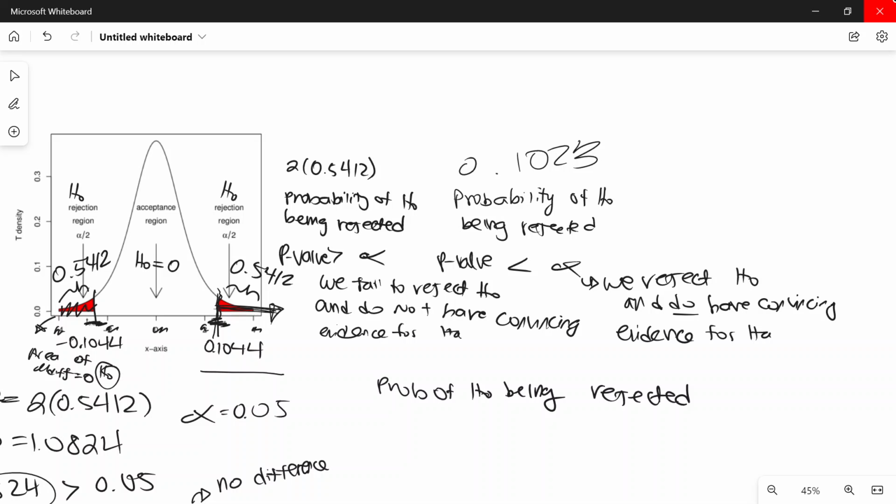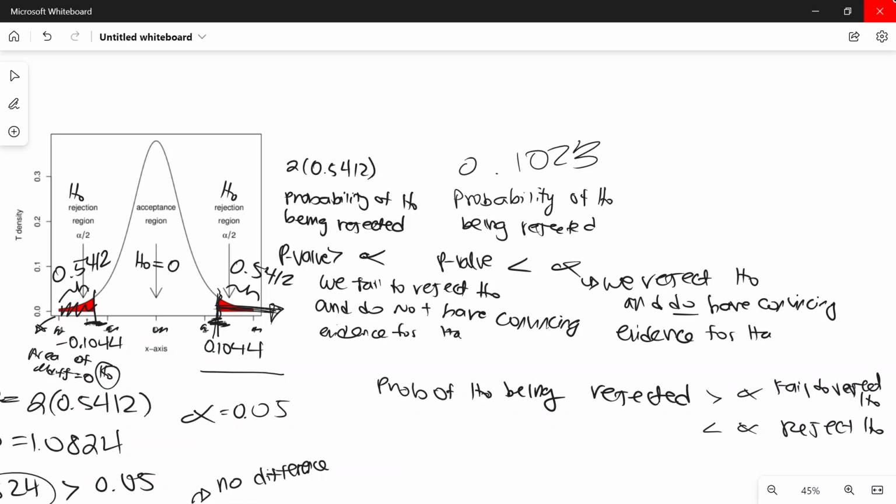That's the test statistic right there. So the probability of the null hypothesis, H0, being rejected, and if that probability, that p-value, is greater than alpha, then we fail to reject H0 because it's not statistically significant. But if it's less than alpha, we do reject H0. Here we fail to reject.